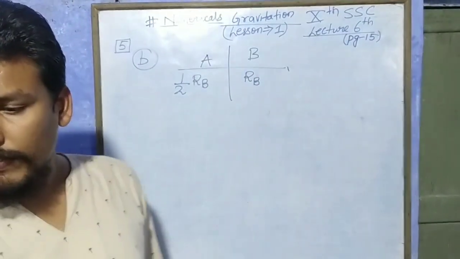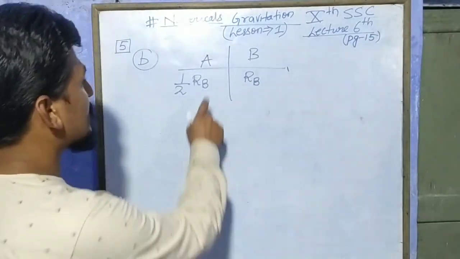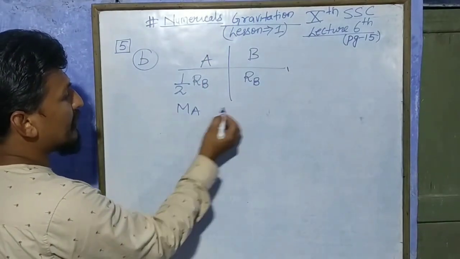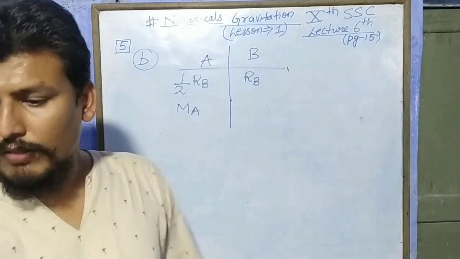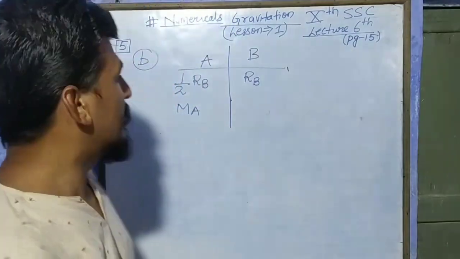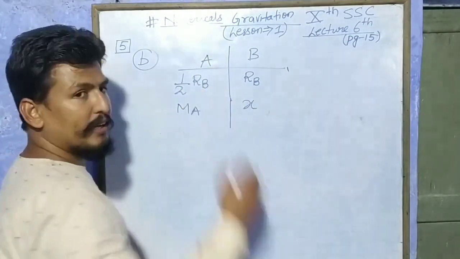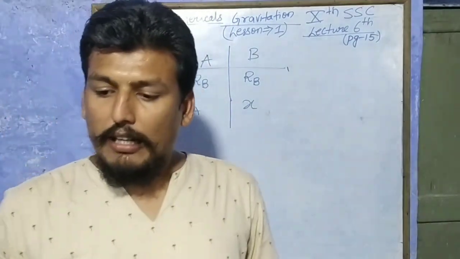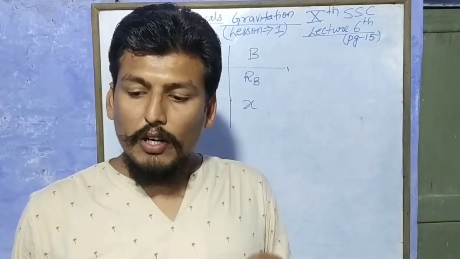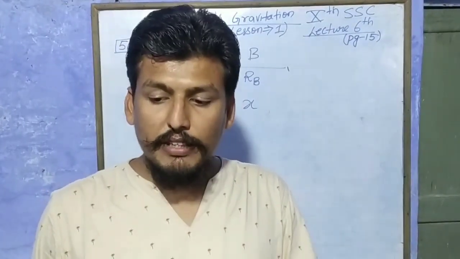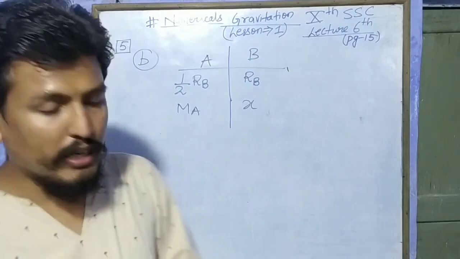If the mass of A is MA, what must be the mass of B? Let the mass of B be X, so that the value of g on B is half that of the value on A.